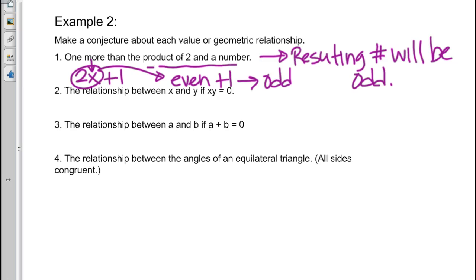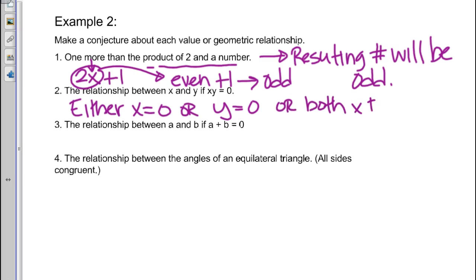The relationship between x and y, if the product of x and y is 0, or in other words, if I multiply x and y together, I get 0. The result is either x was 0 or y was 0 or both, right? So either x is 0 because 0 multiplied by anything is 0, or y is 0, or both.